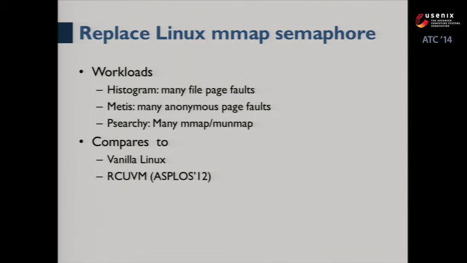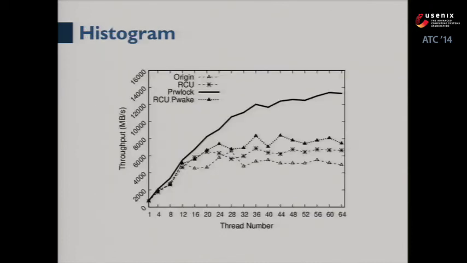The first one is a MapReduce program with many file page faults, and the second is also a MapReduce workload with many anonymous page faults. The third one contains a lot of mmap and munmap. In this case, mmap and munmap take the rwlock, and the page fault takes the rwlock. So let's see the performance.